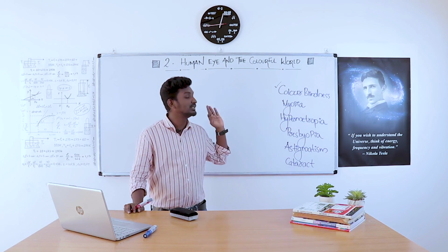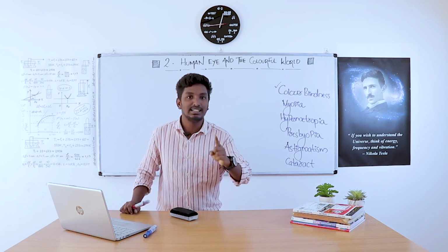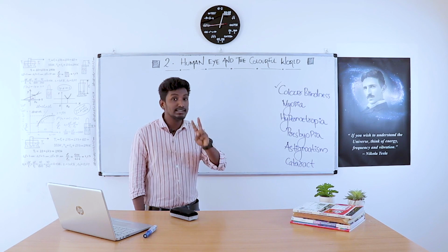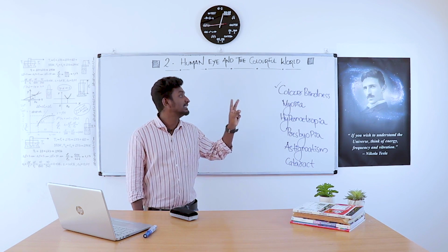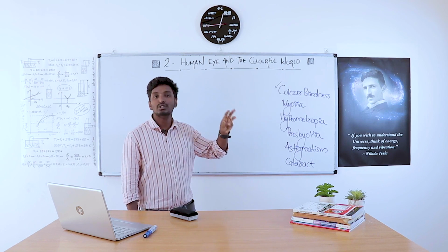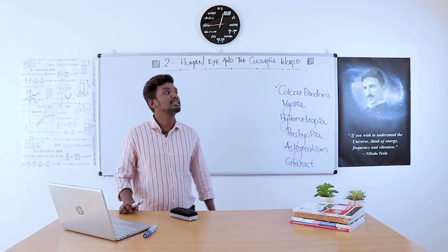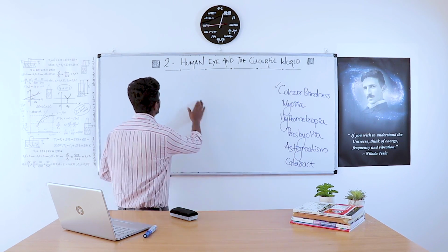So remember 3 points related to color blindness. Some persons are not able to see some specific colors. That defect is known as color blindness. And the reason for color blindness is the absence of some specific cone cells. How does it happen? It happens due to genetic disorder. That's color blindness. Next, we are moving to myopia.